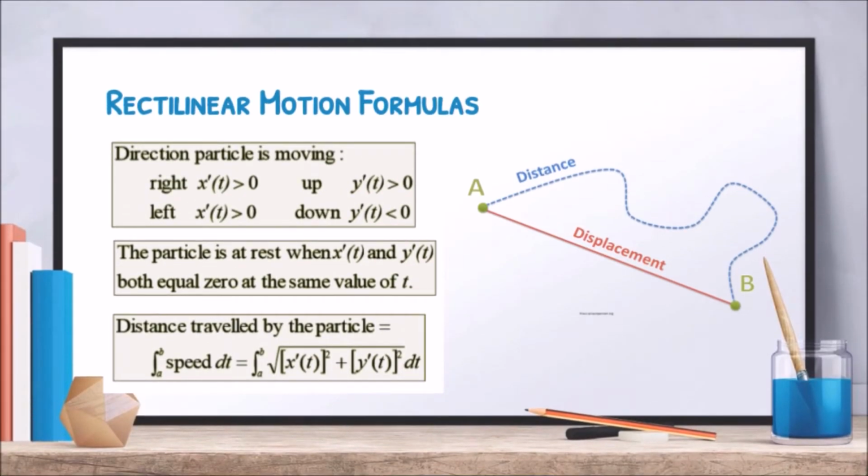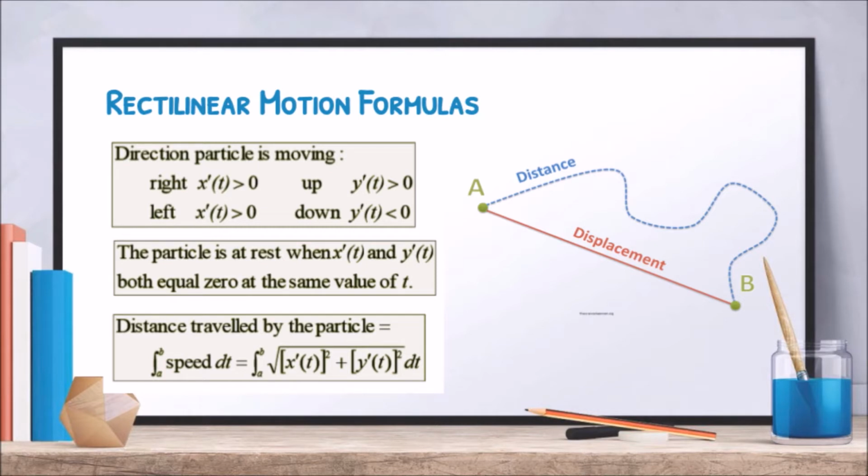There are a multitude of formulas to use with rectilinear motion to determine specific components of the particle's path. For example, the direction the particle is moving can be determined with the derivative. The derivative of x prime t, whether it's greater than or less than 0, determines whether the particle is moving left or right, and y prime t, greater than or less than 0, determines whether the particle is moving up or down. And the particle is at rest when x prime t and y prime t are both equal to 0 for the same time t.